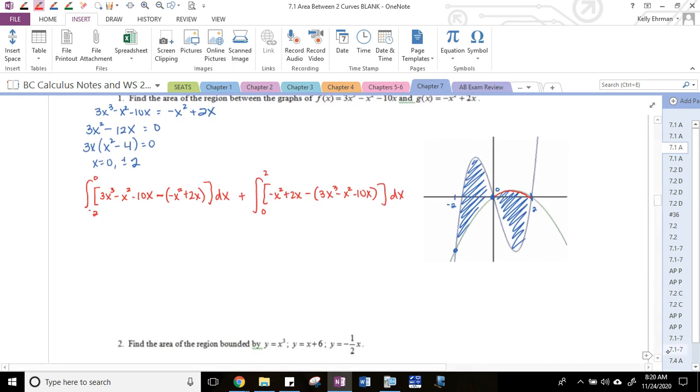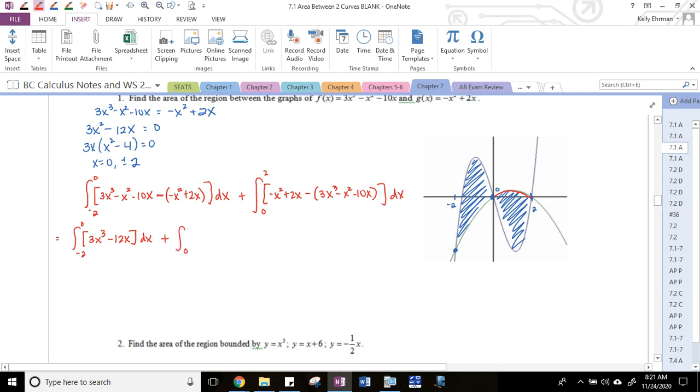Let's combine like terms before we start integrating. From negative 2 to 0, what do we have here? We have 3x to the third. Negative x squared plus x squared cancels. Negative 10x minus 2x is negative 12x, dx. Don't forget your little details like the dx.